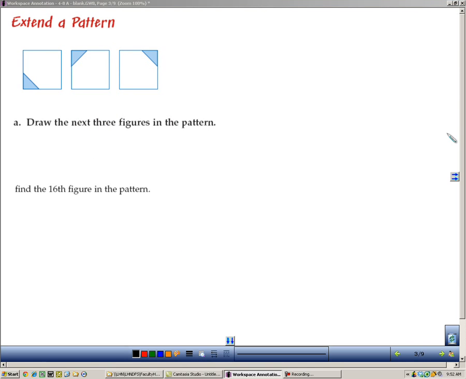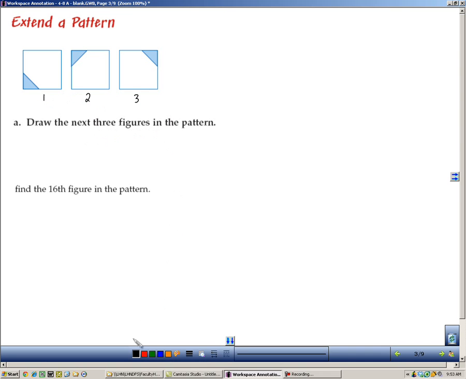Here's another example of a pattern. We have to draw the next three figures and then find the 16th. I think it's wise if you pause the video and examine it yourself, see if you can figure it out, and then come back and check on the solution. I'm going to put numbers below these because it helps me to organize my thinking. This is 1, 2, and 3, which means we go back to number 1 for the fourth one.